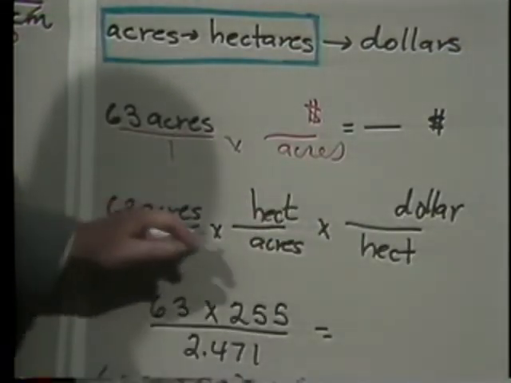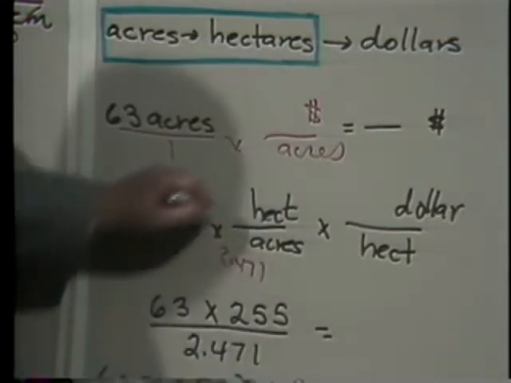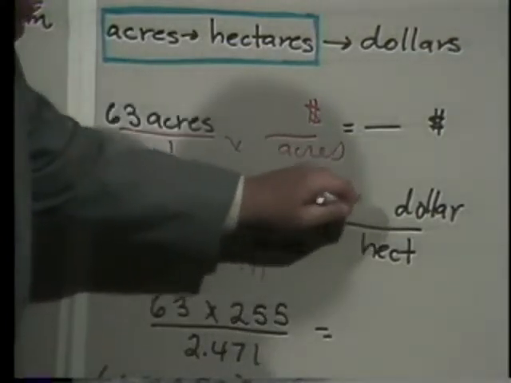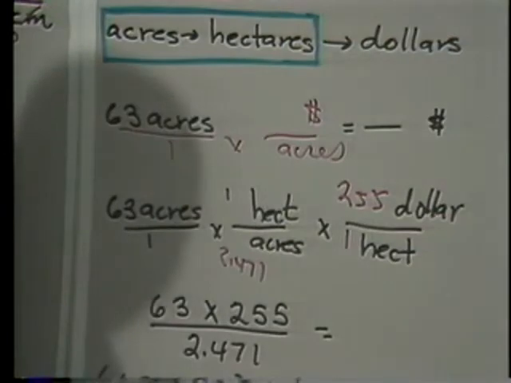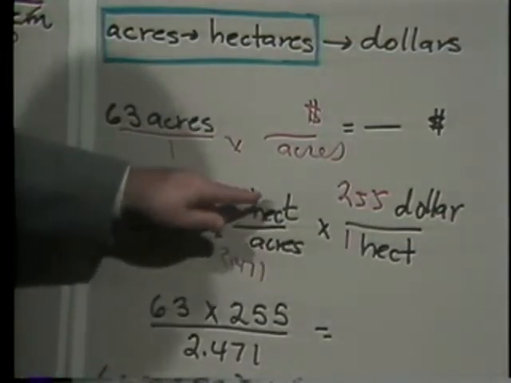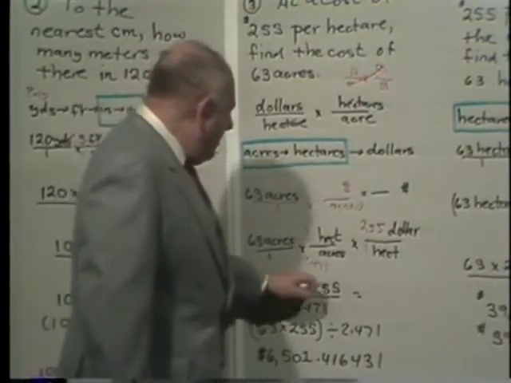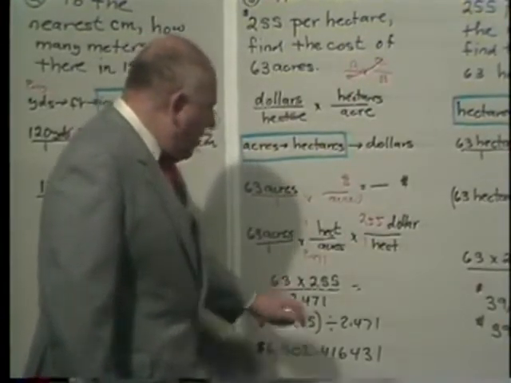I'm given that there are 2.471 acres per 1 hectare. And I'm also told in this problem that there are $255 per 1 hectare. Do you get the idea of what we're trying to do? I'm converting from acres to hectares, then from hectares to dollars. I multiply what's in the numerator, that's 63 times 255, and I divide by what's in the denominator.